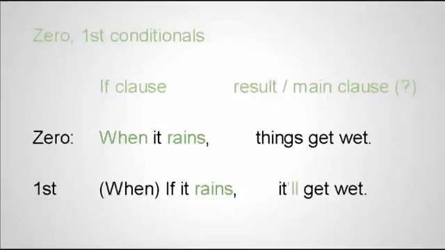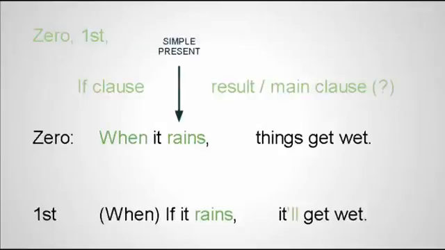Now we have zero and first conditionals also. Conditionals have an if clause, that is the condition, and they have a result clause or a main clause, and that is the result. When it rains, things get wet. When it rains, it'll get wet. When it rains, things will get wet. That's the first condition. It has a will. Zero: when it rains, things get wet.